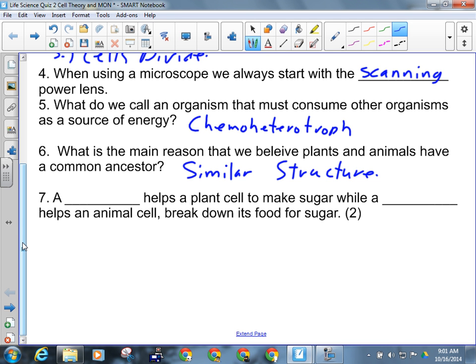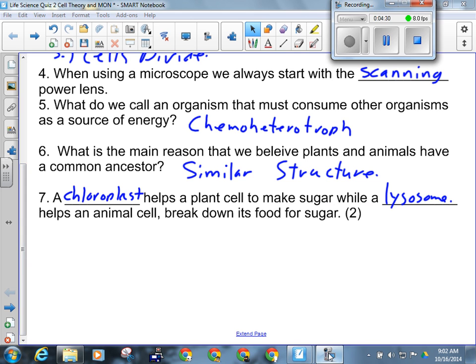Okay, what helps a plant cell make sugar? Chloroplast. Okay, and in an animal, we have something that breaks down food for sugar, which would be, Hannah? Lysosome. It's out of 10, guys. I guess technically the way that question is worded, that would be right, but it wasn't what I was looking for. But yeah. Okay, give them a mark out of 10. Let them see it, put it in the box.